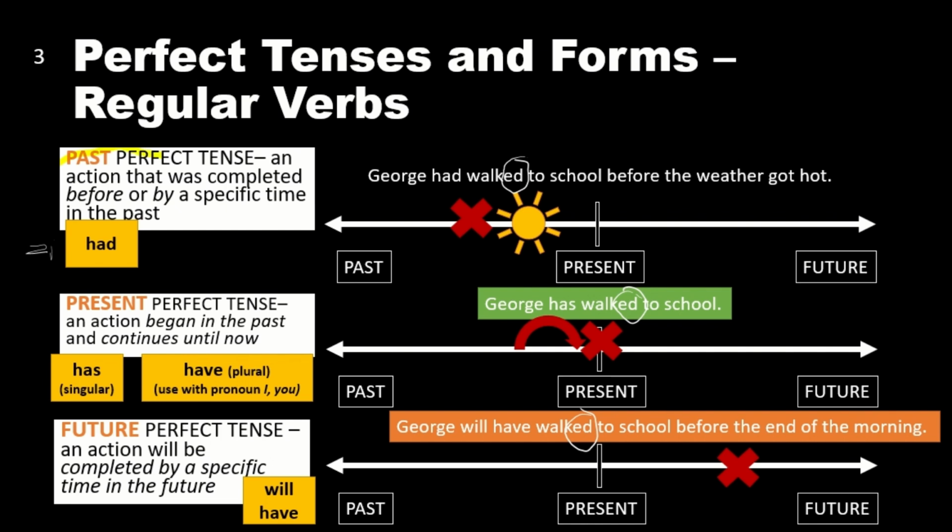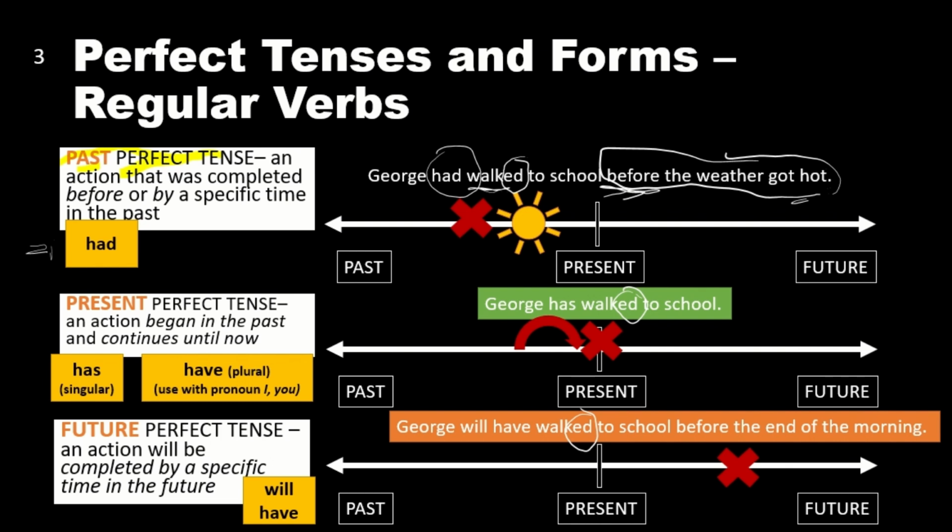So the first one is the past perfect tense, and it's an action that was completed before or by a specific time in the past. This is really important, folks. I want you to pay attention to this because when you read sentences like the one we have, George had walked to school before the weather got hot. This is telling me exact timing. And when I get exact timing like this, I know that I'm going to be dealing with a past perfect tense, especially when I see the helping verb had right before my main verb walked, which, as I said, for perfect tenses and forms, the perfect family, each one of my tenses is going to end in an ed. Different helping verb, but will end in an ed.